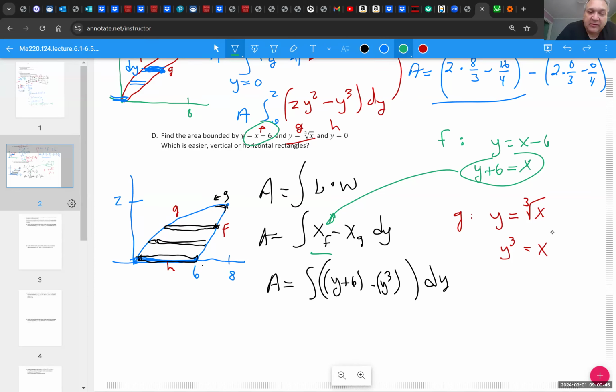So what's the smallest y value? It's down here at 0. What's the biggest y value? It's up here at 2. So this has got to go from y equals 0 up to y equals 2. Right? Once you know the dy or dx, you just look in that direction to see what the minimum and maximum values are for your region.